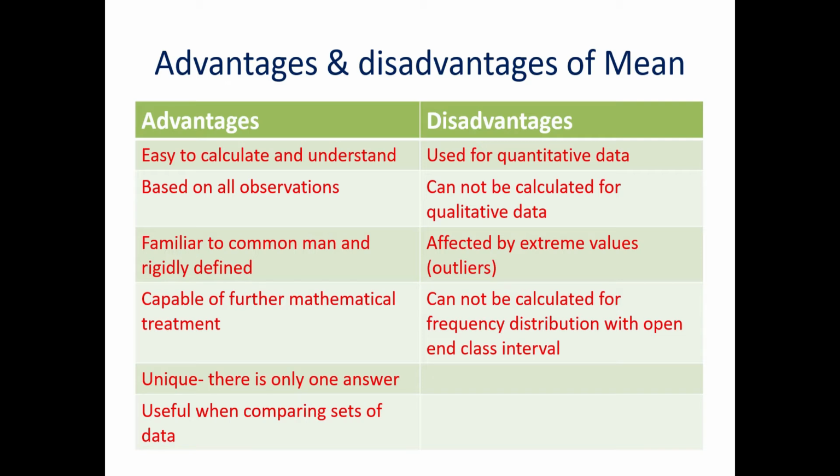Advantages: you can do further mathematical treatment or mathematical analysis. But disadvantages: it cannot be calculated for frequency distributions with open class intervals. With open class intervals, we can't do anything. Advantages: it is unique, there is only one answer, and very useful when we are comparing sets of data. I'll show you the example.